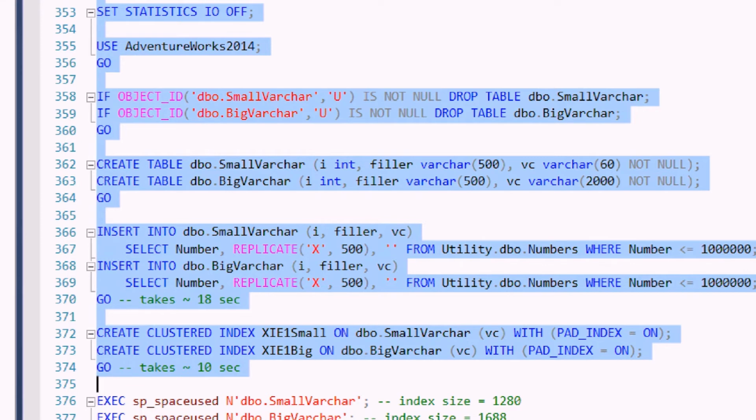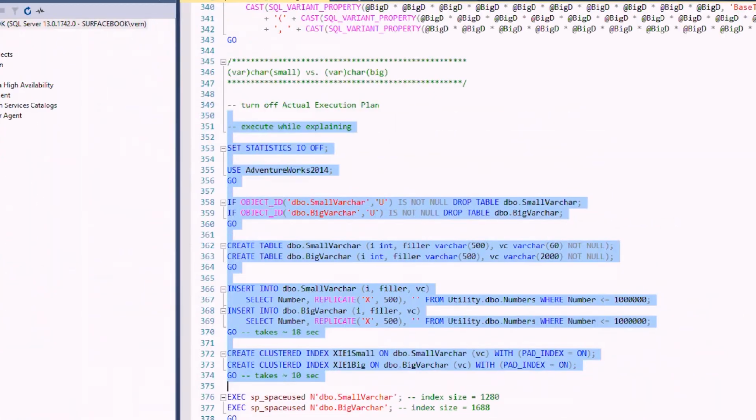So the first column has that 1 through million value. Every single row will have 500 X's in the second column. And then an empty string into the last column, every one. And then I put an index on it. And lastly, I will take a look at the space used on that. And is it done yet?